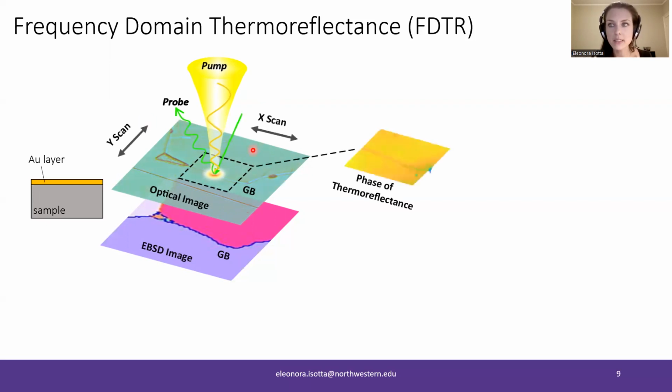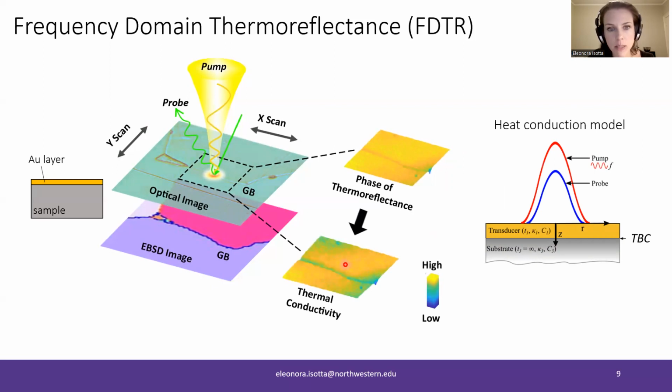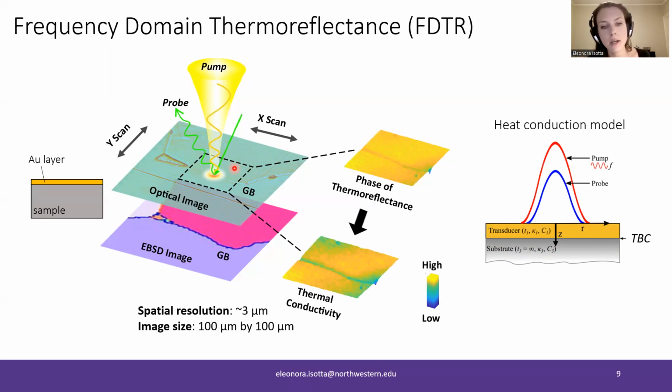And there will be a phase difference between the input power from the pump and the actual heating that is measured by the probe. And this phase difference will depend on the heat conduction capabilities of the underlying sample. So by fitting the phase between pump and probe to a heat conduction model, we are able to extract the thermal conductivity of the underlying sample as a fitting parameter. And then we repeat the measurement by raster scanning over the area of interest on the sample with a step size of 3 microns. And we overall image areas of 100 by 100 microns.